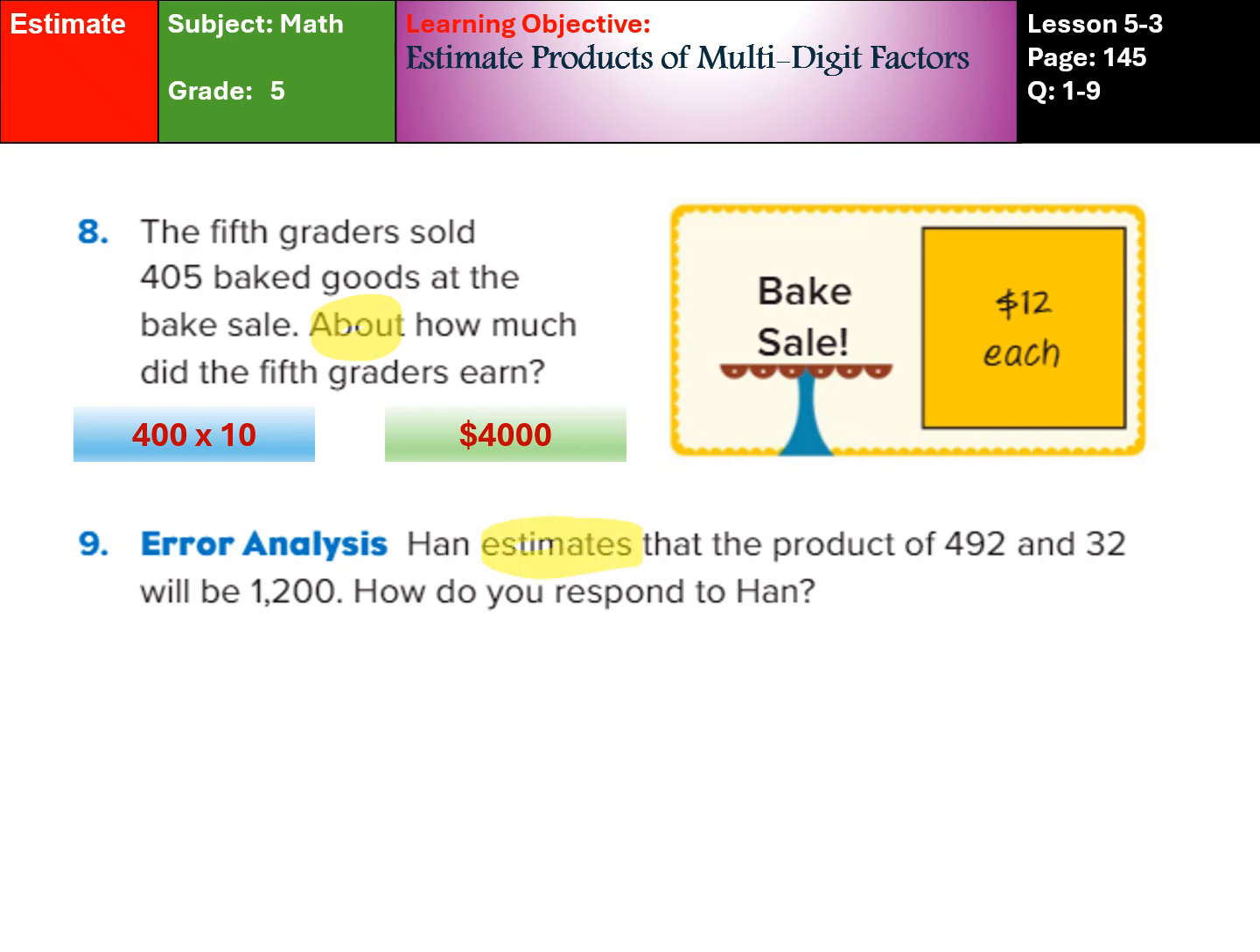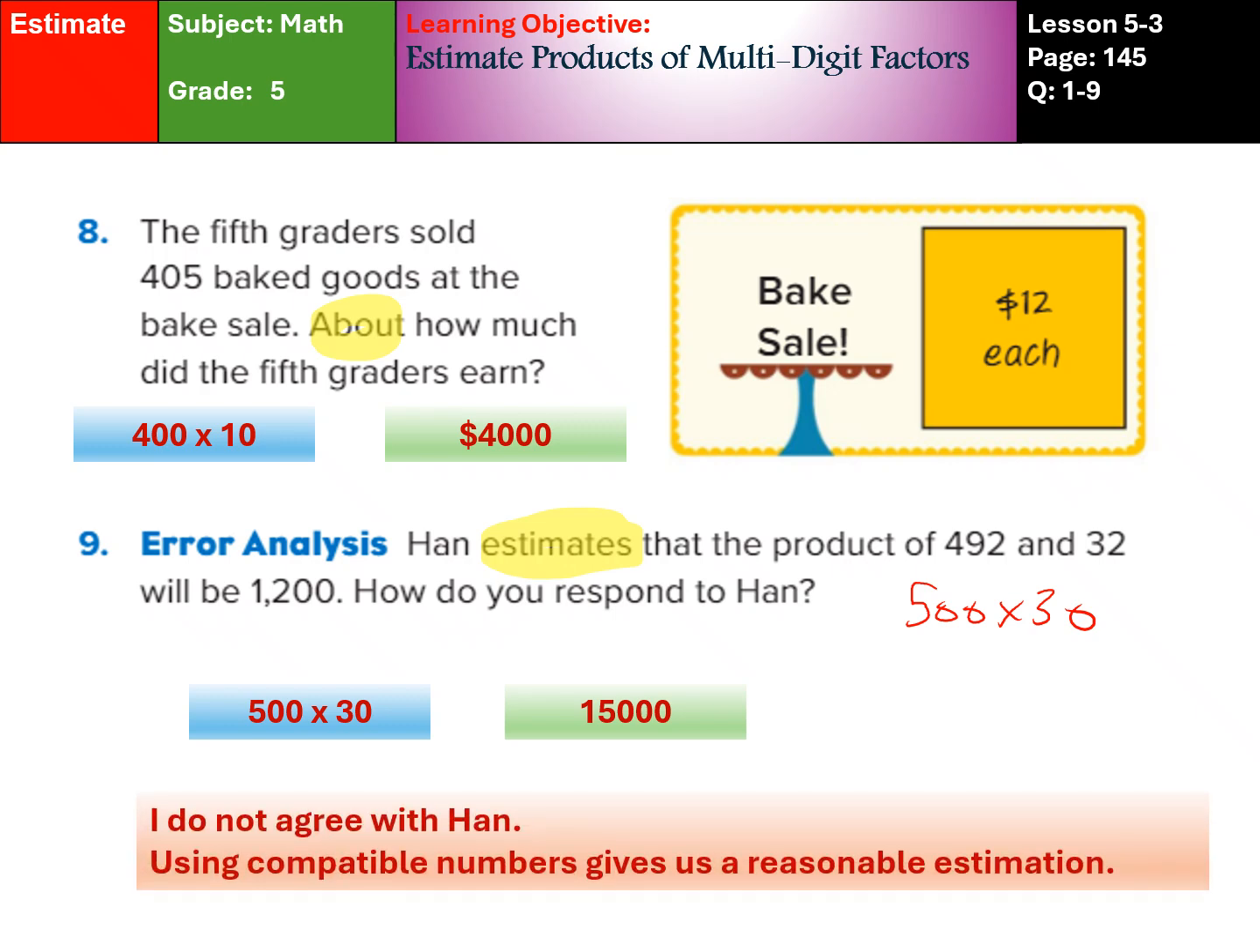So here they wrote the word estimates, that the product of this one and this one is this. How will you respond? 492 is closer to 500 and 400 is closer to 30. Let's check our estimation. It is 500 times 30. He said 1,200. 3 times 5 is 15, so this is 15,000. His estimation is not correct.